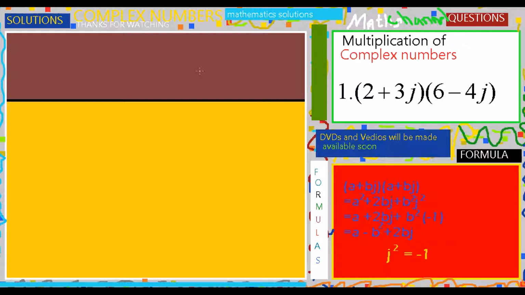Let's look at some multiplication of complex numbers. As you can see below, this one shows how you multiply complex numbers. Let's get started with the first one.